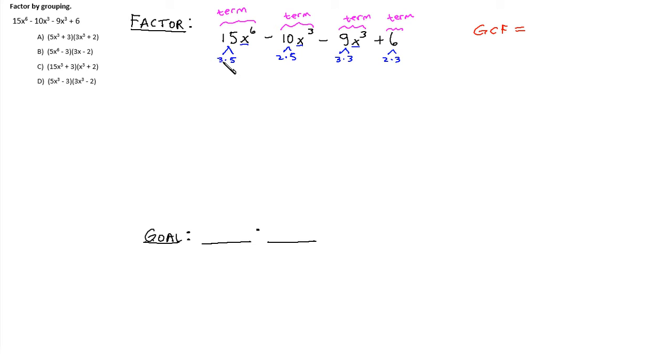Is there a factor of 3 in every term? Almost. 3 is in the first term and the last 2, but not in the second. Okay, let's look for 5. 5 is in the first 2 terms. A factor of 5 is in common with the first 2 terms, but 5 doesn't appear in the last 2. And then, 2. 2 appears in the second and the fourth terms, but not the first or third.